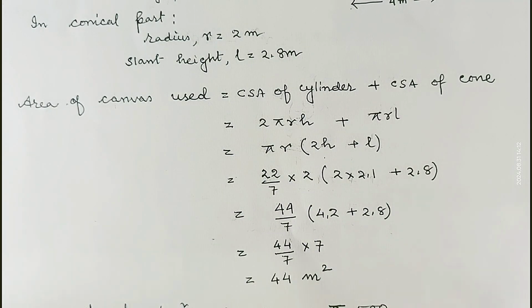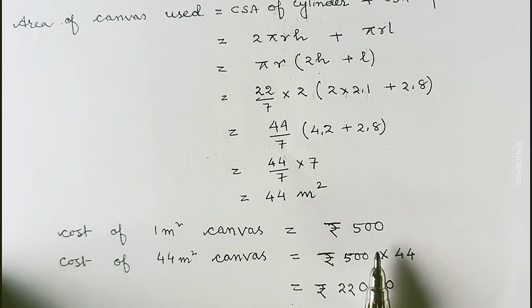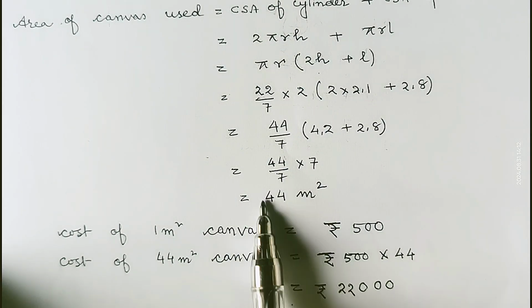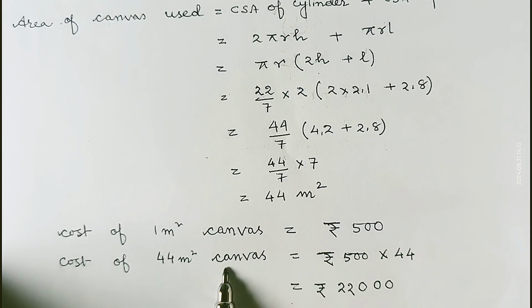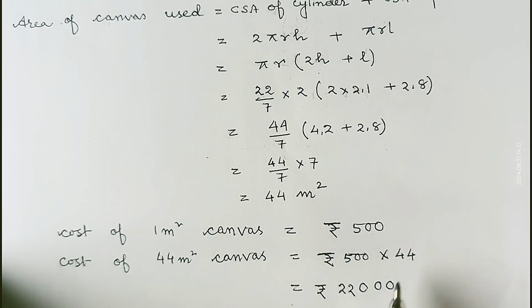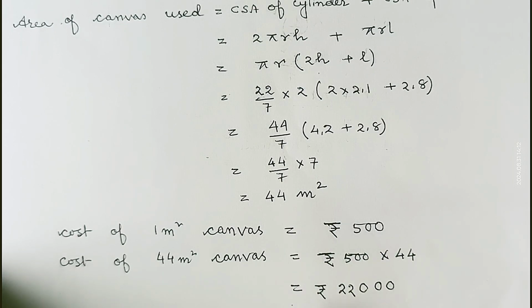Now we have to find the cost of the canvas, as it is given that the cost of 1 meter square canvas is rupees 500. And we have to calculate for 44 meter square. Therefore, the cost of 44 meter square canvas is 500 into 44, which will give 22,000. Therefore, the area of the canvas is 44 meter square and the cost of the canvas is rupees 22,000.